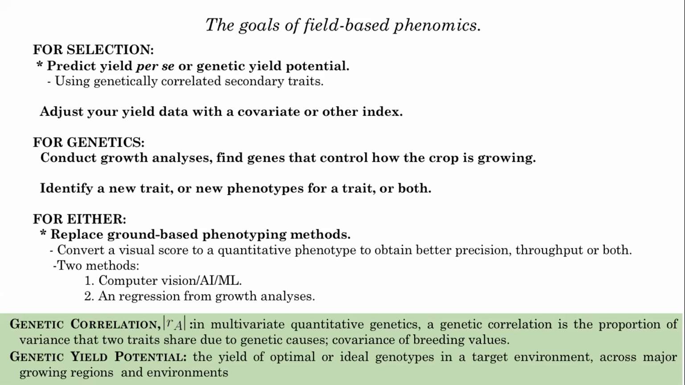And then there are kind of two flavors of phenomics, I think, in the field right now that would apply to both of those overarching goals, which is to replace ground-based phenotyping methods. So you can convert visual scores into quantitative phenotypes to obtain better precision. And you can use a computer vision approach on images, for example, or data, or you can do a more traditional growth analysis type approach with data collected in a field-based phenomics experiment.